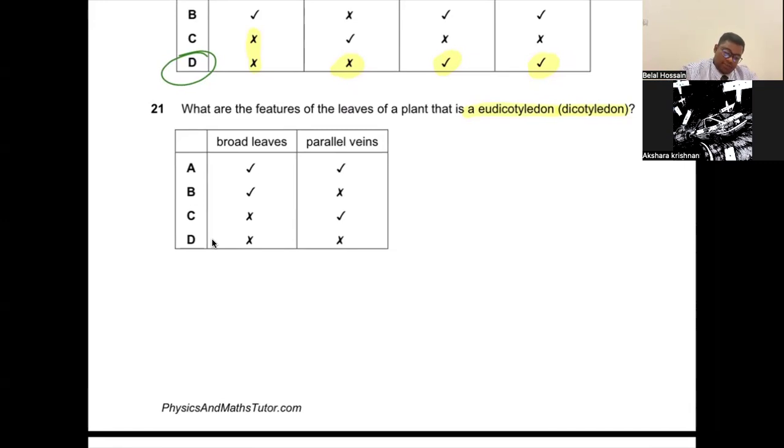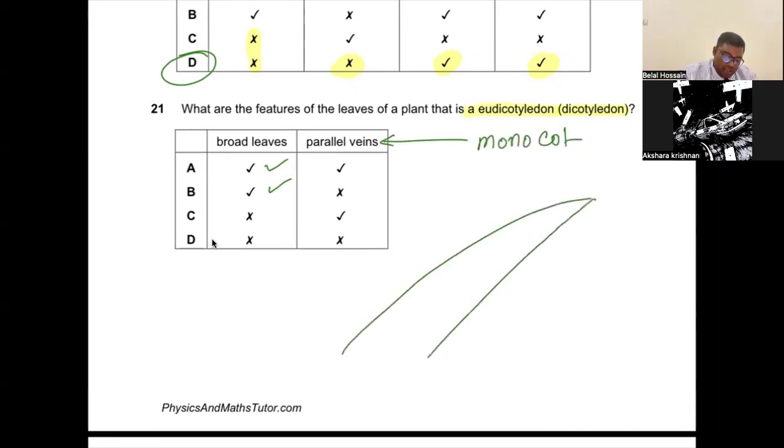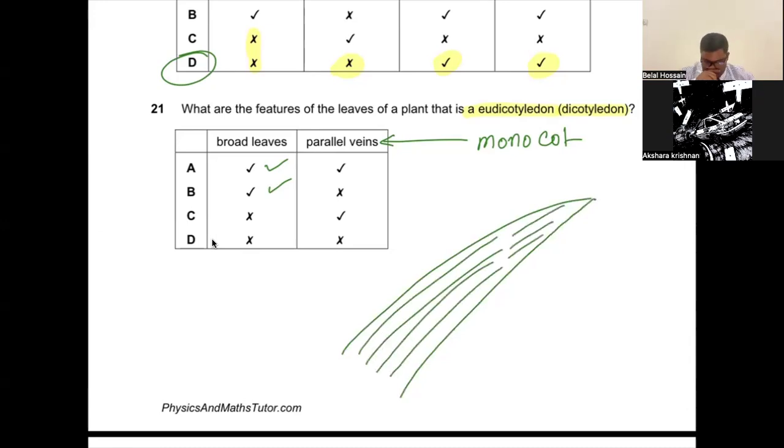What are the features of leaves of dicotyledon? Broad leaves is a must. Parallel veins must not be there because parallel veins is only for monocot. Okay, what is a parallel vein? If you draw a leaf like this, the straight lines are parallel veins. Oh, okay. All right. So B.